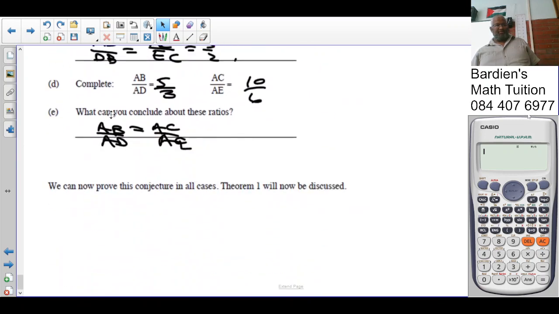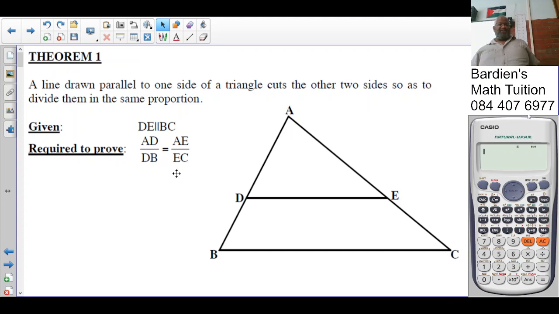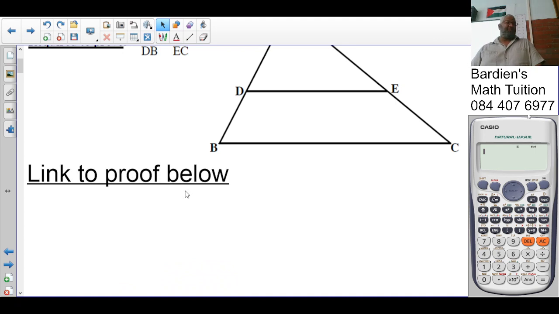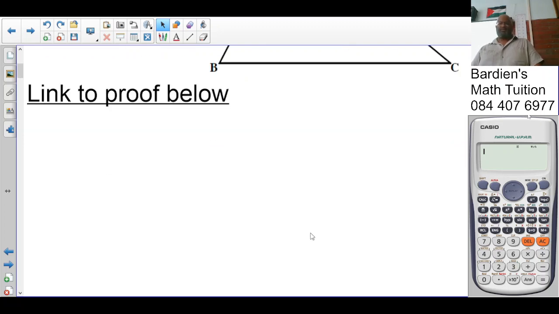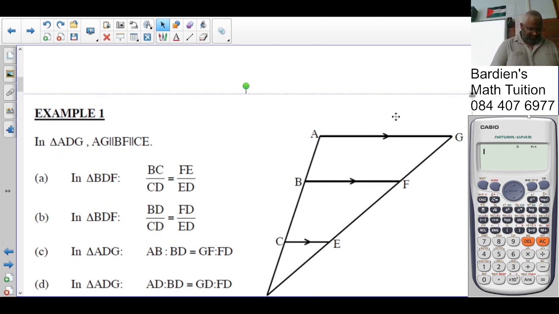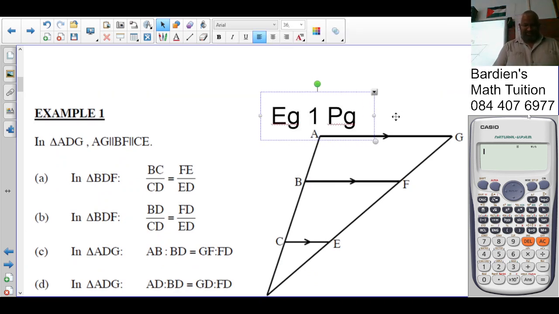Alright, so at this point we're looking at theorem 1. The link to this proof will be found in the description box below. Okay? As you know, it's going to be load shedding in the next 10 minutes, so we need to just get through these examples. So example 1 is on page 248. As soon as the letter goes out, I will do the proof on the board here.